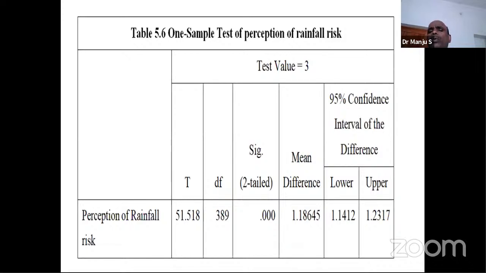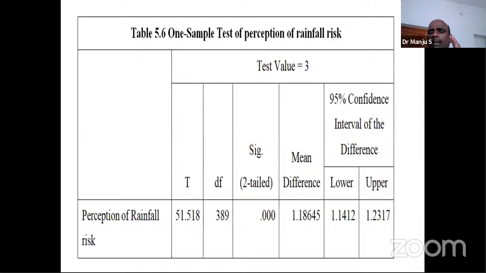Suppose you take 1 and 2, then what happens? Your test will not give a proper result. So you should have a greater significance level. So 3, and this shows a 95% confidence interval. 95% means that the significance is 0.05. So 1 minus 0.05, or 5%, is nothing but 95%.